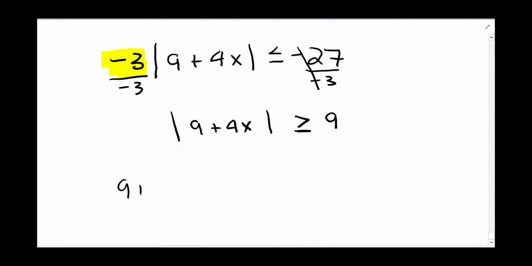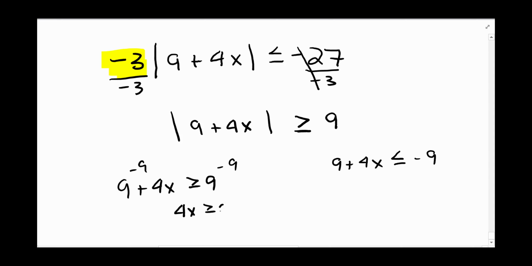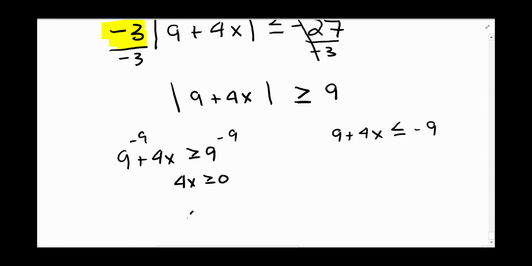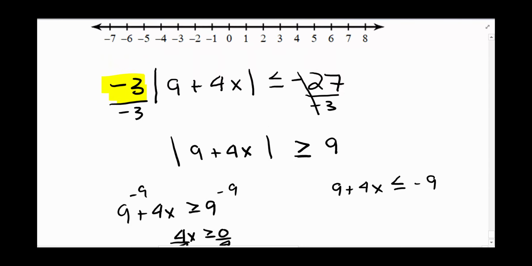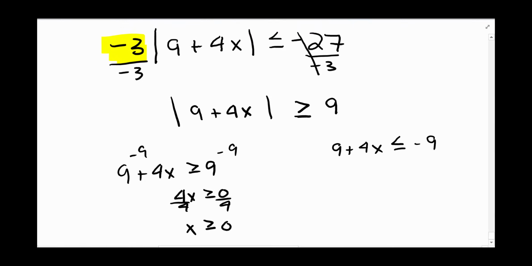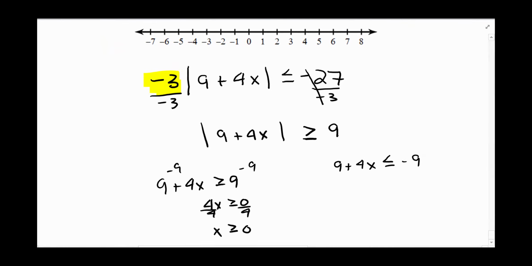And now you're going to take it out of the absolute value bars. Remember to flip that inequality sign. And then we're going to subtract 9 from both sides. 4x is greater than or equal to 0. When you divide both sides by 4, we're just going to get x is greater than or equal to 0. Because look, 0 divided by 4 is still going to be 0. So right up here, x is here. I'll make that a little bit smaller so we can see that. x is greater than or equal to 0. So solid line, solid dot.